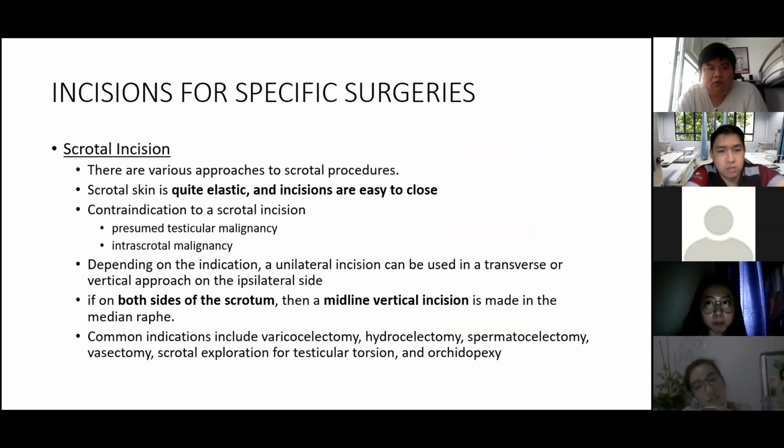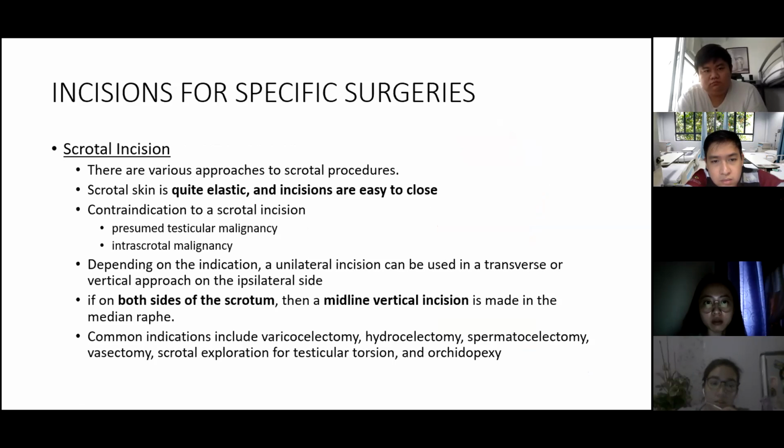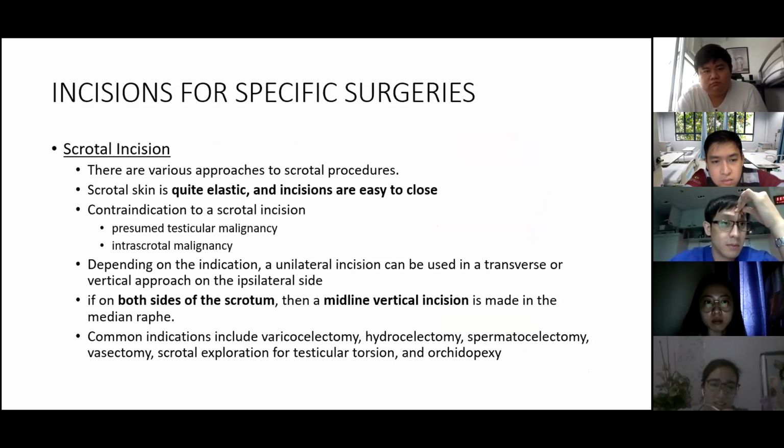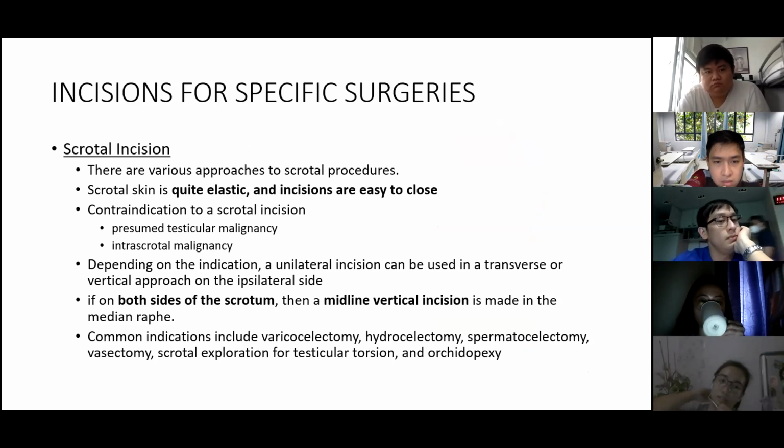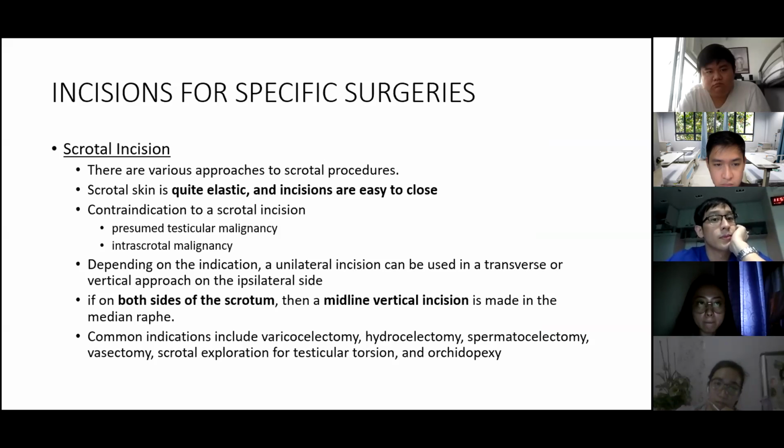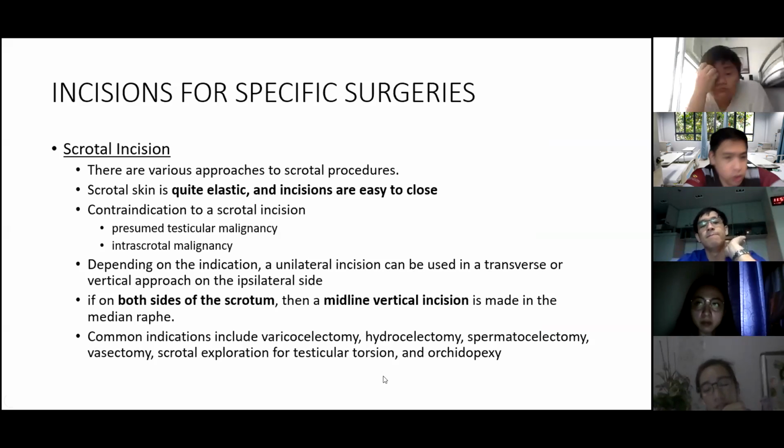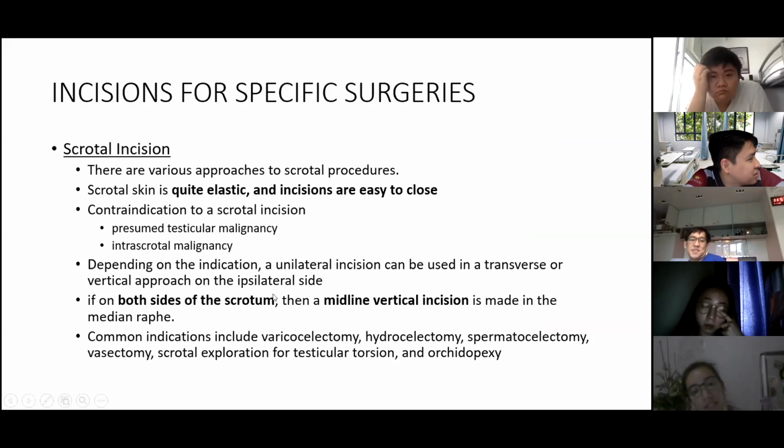Next is the scrotal incision. There are various approaches to scrotal procedures, and the scrotal skin is quite elastic and incisions are easy to close. However, there are contraindications for this incision, which include presumed testicular malignancy and intrascrotal malignancy. Depending on the indication, a unilateral incision can be used in a transverse or vertical approach on the ipsilateral side.